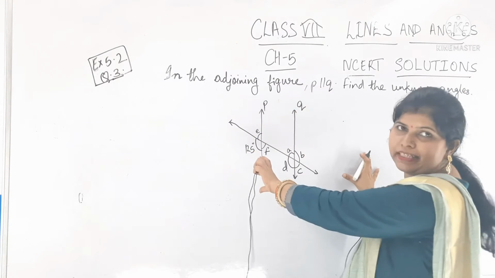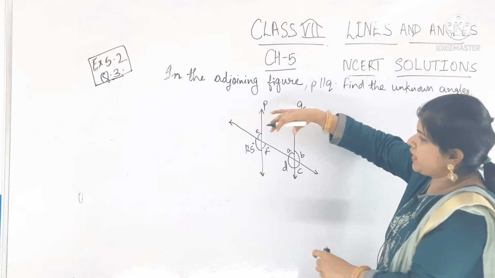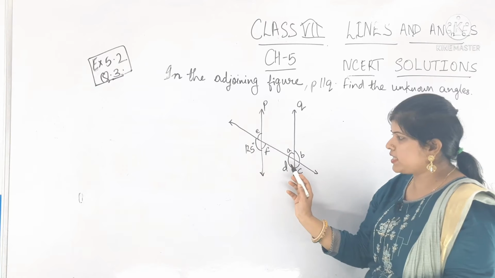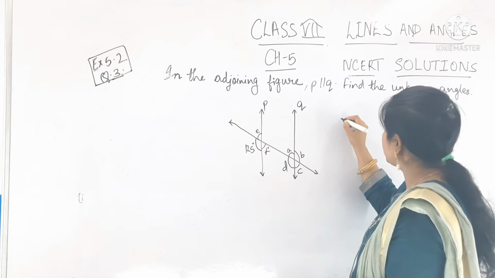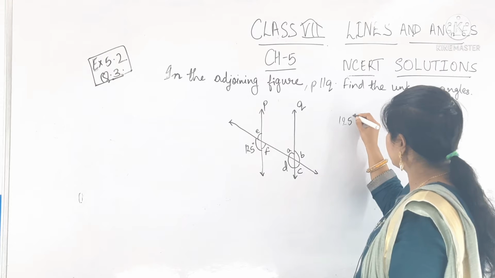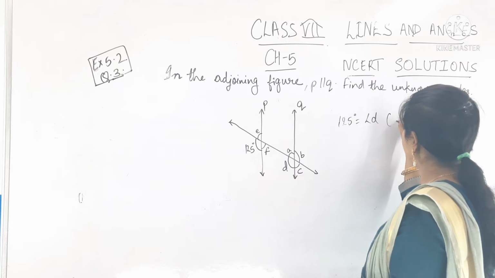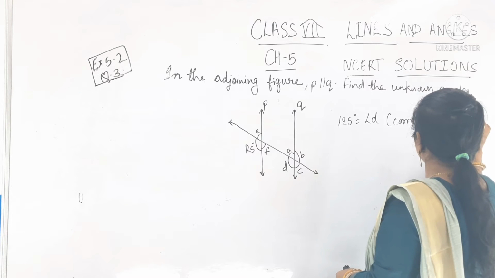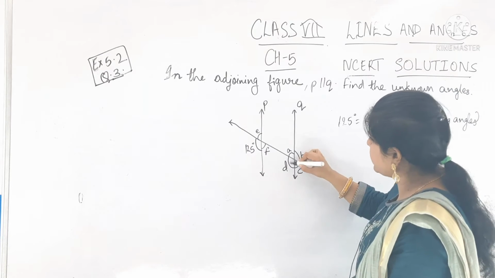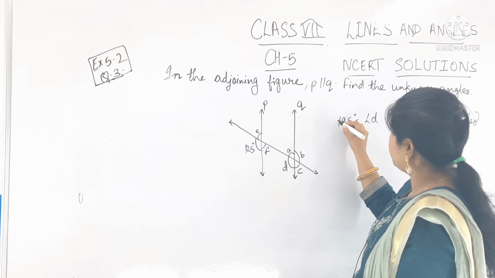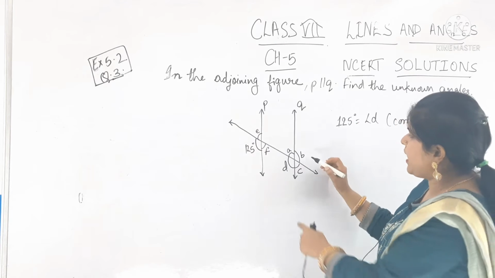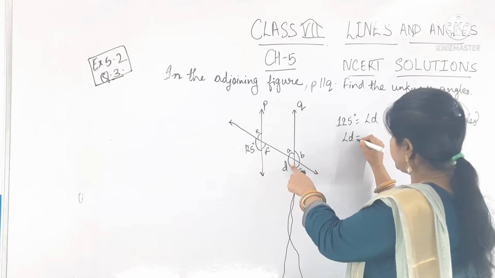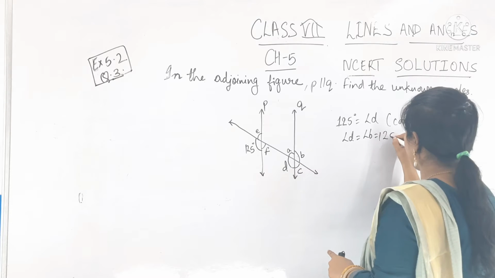If you rotate this one, you can see that this one and this one are corresponding angles. So 125 degree is equal to angle D because of corresponding angles, right? So here angle D is equal to 125 degree. Then this angle D and angle B are vertically opposite angles. So angle D equal to angle B equal to 125 degree.